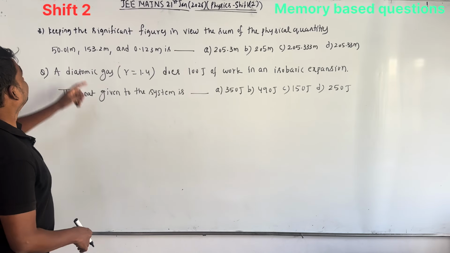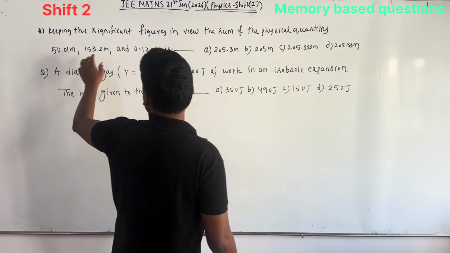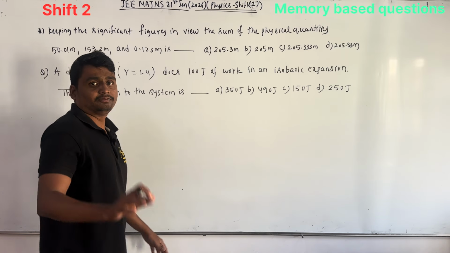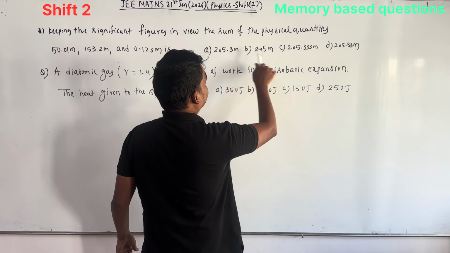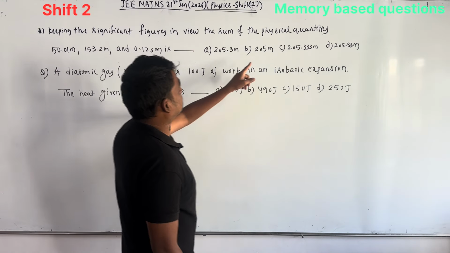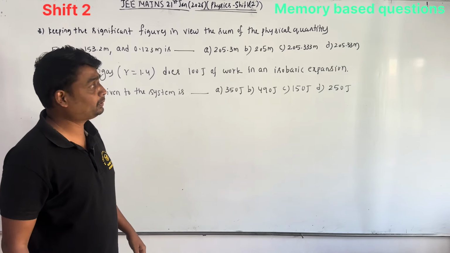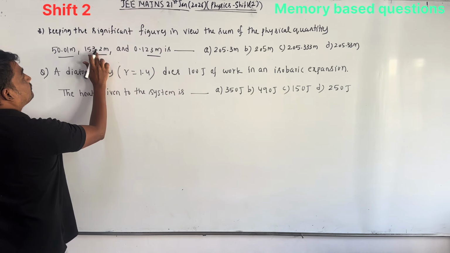So see the next question. Keeping the significant figures in view, find the sum of the physical quantities 50.01, 153.2 and 0.123 meters. For this question, you need not add and find out the value. All the answers are related to 205, which means if you add all these, definitely you will get 205.333. But that is not the answer you have to give, because in addition, out of these three, we consider which is having the least number of digits after the decimal point.